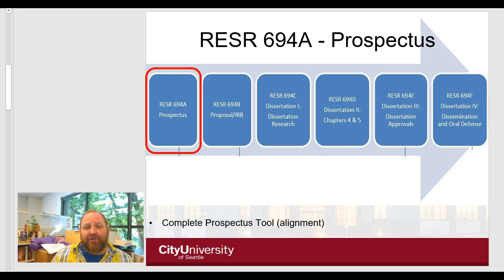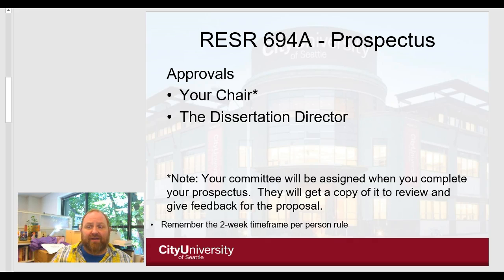694A is where you actually start working with your chair to develop the 15-point tool that we'll discuss more at another point. And the chair is the one that is going to get you through to the point that once they are satisfied with your work, they'll send it to the dissertation director, and the dissertation director will do the final approval to make sure that you're in alignment. We're doing all this to make sure that when you do your dissertation, it's easy, it's fast, it gets done.